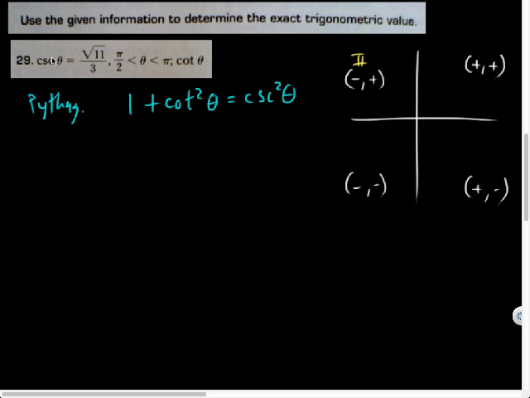So if cosecant theta is the square root of 11 thirds, that means I'm going to be able to plug that in right here. So I will have 1 plus cotan squared theta is equal to the square root of 11 thirds, all squared.